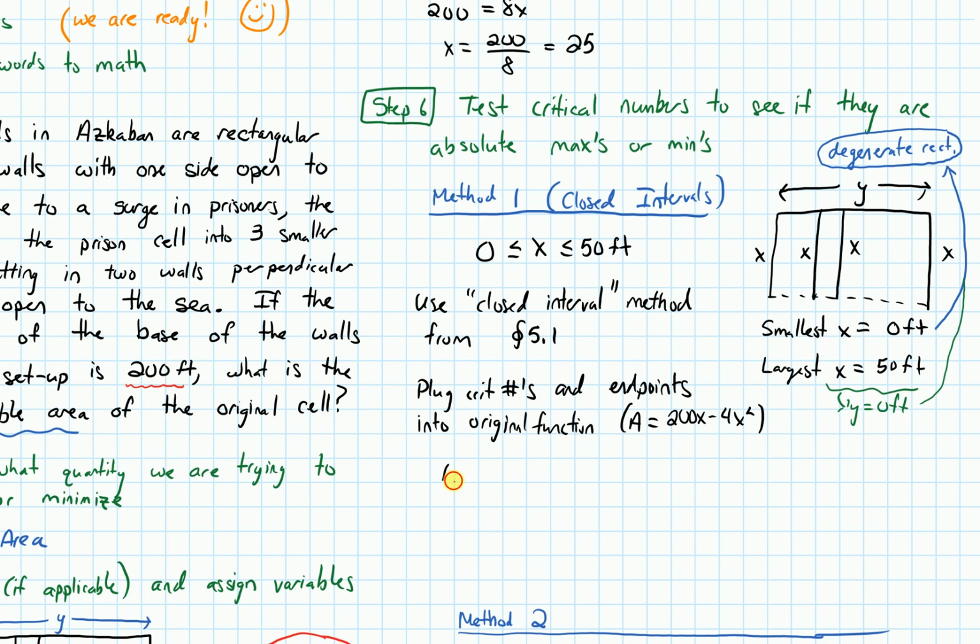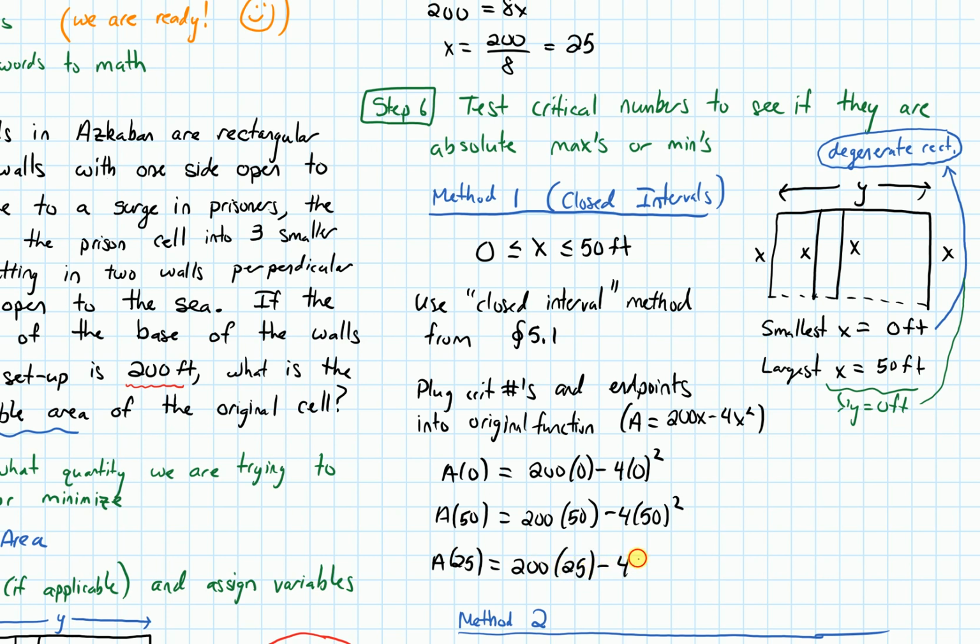So we have to plug in 0, that was one of the endpoints. We have to plug in 50, that was the other endpoint of my interval. And we have to plug in our critical number, which was 25. All right, so if we plug 0 in for x, we get 200 times 0 minus 4 times 0 squared. And now let's just do the same thing with 50 and 25. Here we'll get 200 times 50 minus 4 times 50 squared, and plugging in 25, we'll get 200 times 25 minus 4 times 25 squared.